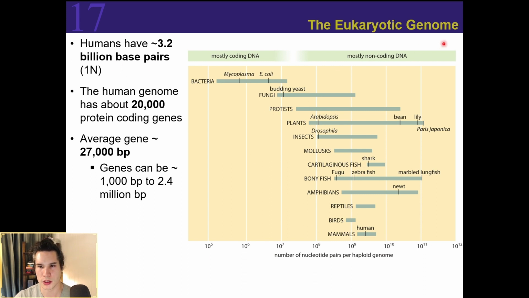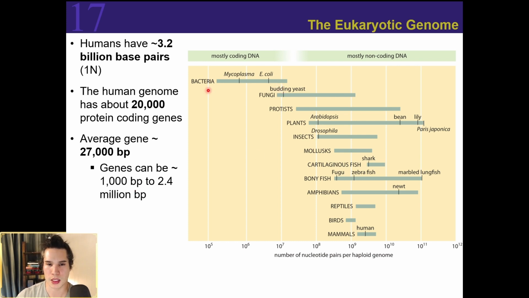All right, so back to the eukaryotic genome. Humans have 3.2 billion base pairs in their haploid genome, so 3.2 billion base pairs in 1N genomes. And the human genome has about 20,000 protein coding genes. Now, the average gene is about 27,000 base pairs, and genes can be about 1,000 to 2.4 million base pairs long.